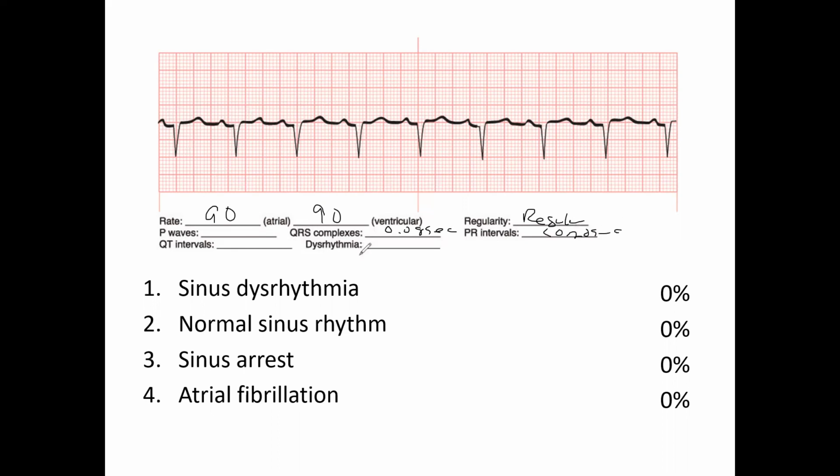QT intervals are okay. Our dysrhythmia: this is an NSR, or a normal sinus rhythm here, assuming your patient has a pulse. If this patient did not have a pulse, you could be looking at pulseless electrical activity. So does the patient have a pulse? Yes, patient's got a pulse. This is a normal sinus rhythm.